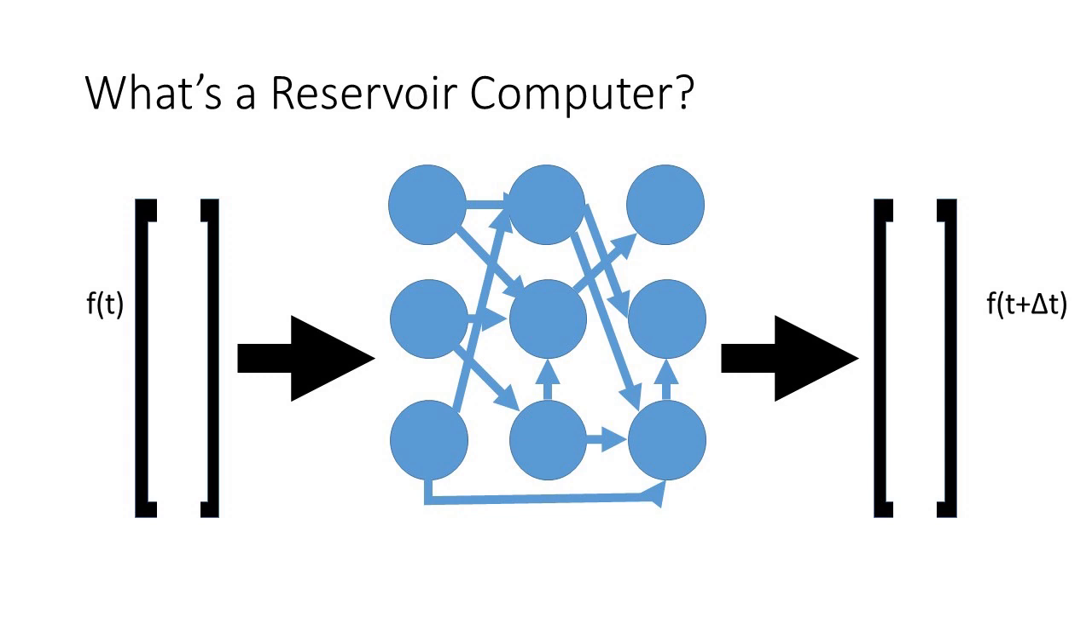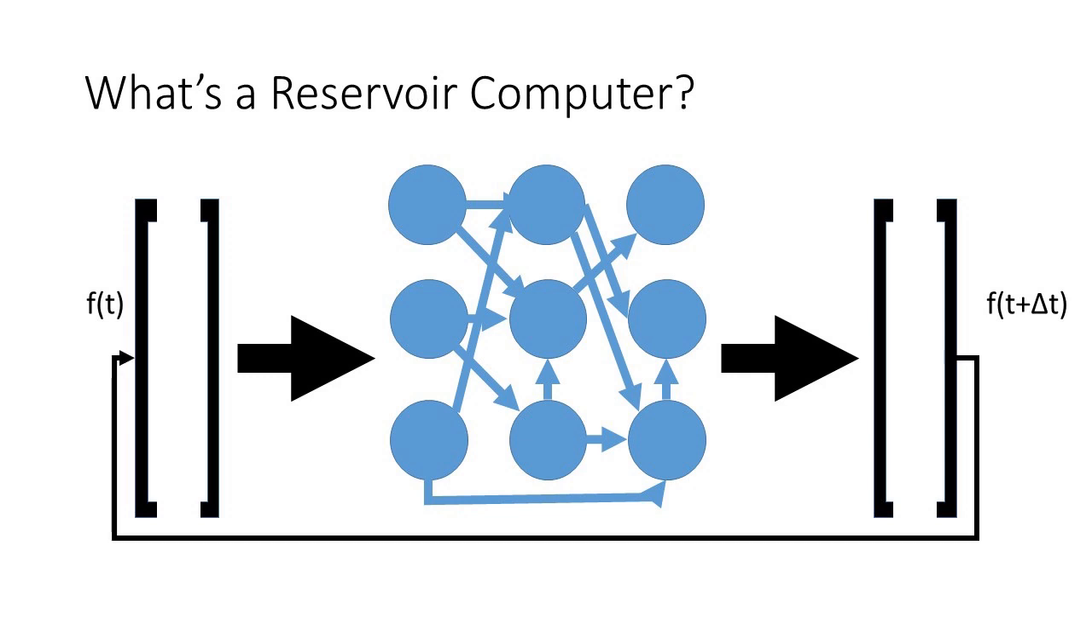When we are ready to start making predictions, we take this f of t plus delta t and feed it back in as our original data. We predict for as long as we want, and then we compare the original data and the prediction.